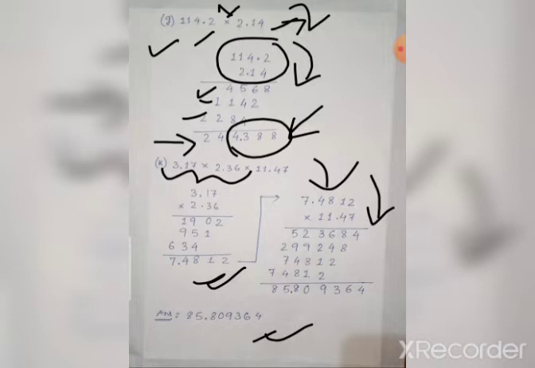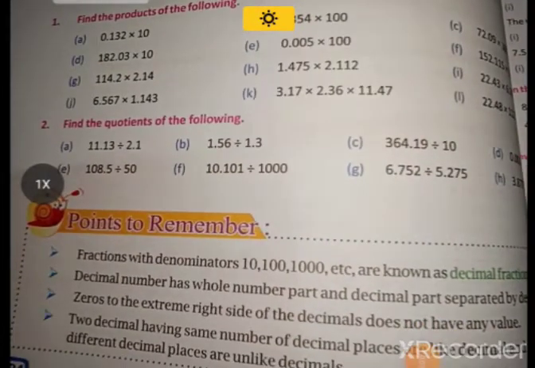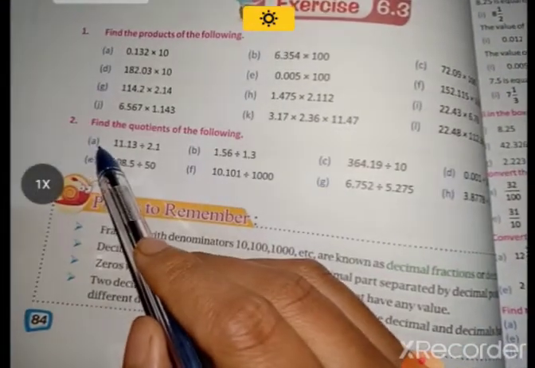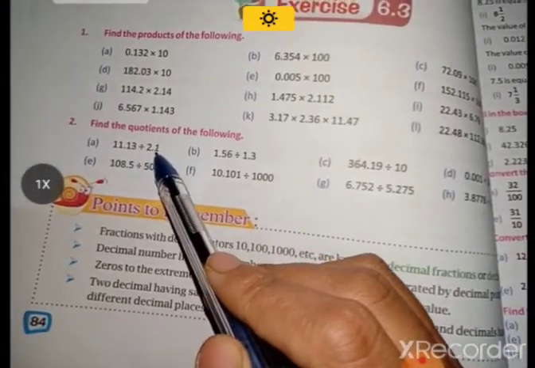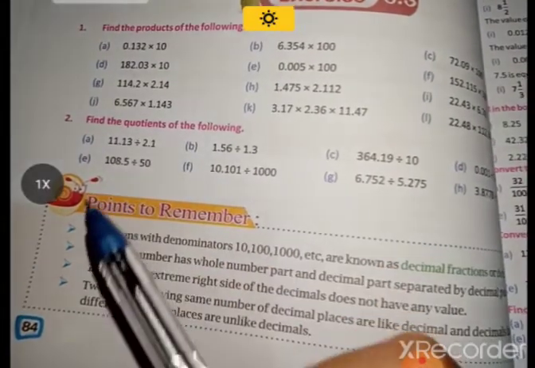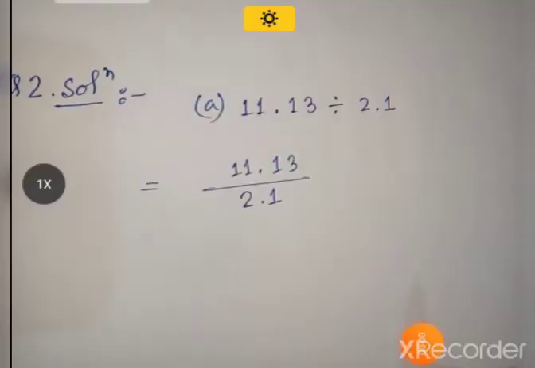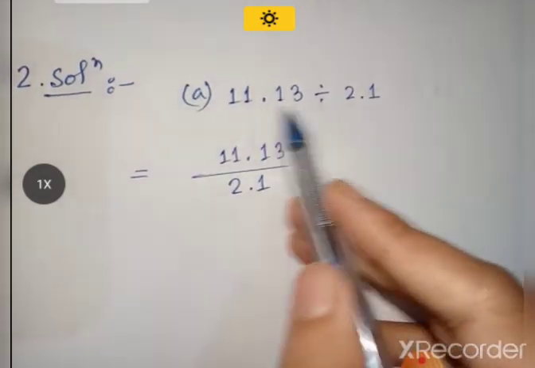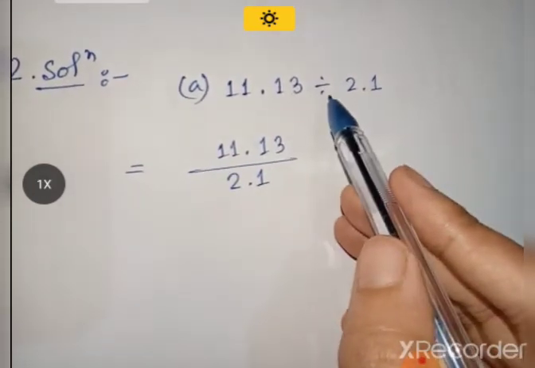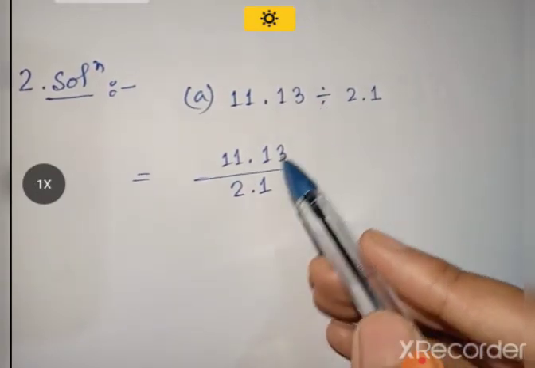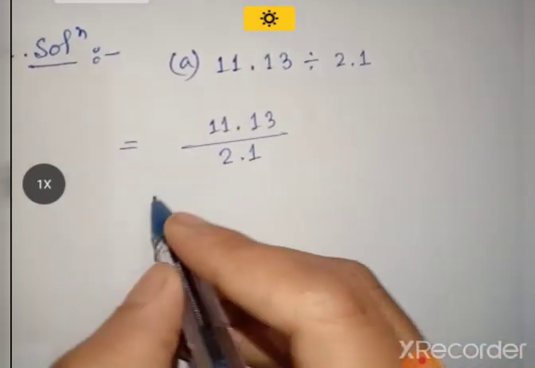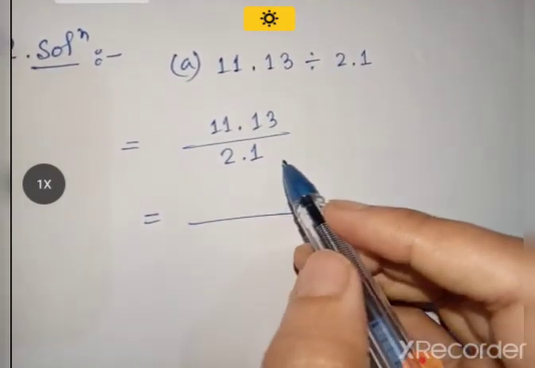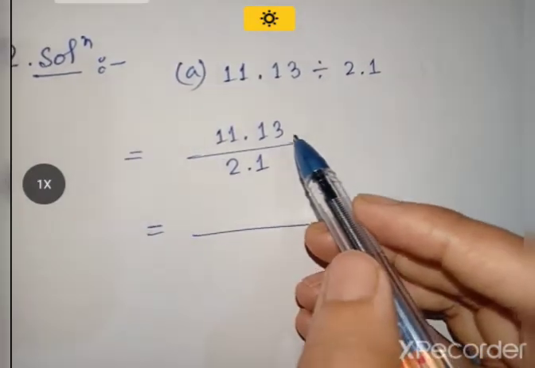Okay, now in question number 2, find the quotient of the following. So in question number A, 11.13 divided by 2.1. So let's start how to solve this. Okay, question number A, we can write this number as a fraction. So the divide sign also implies this fraction. Okay, now we have to eliminate this decimal. So find the maximum number of decimal places in the numbers.